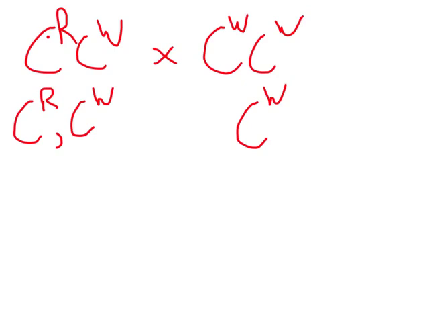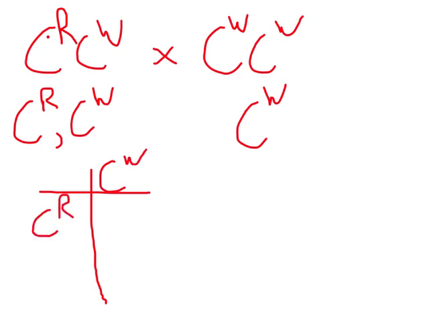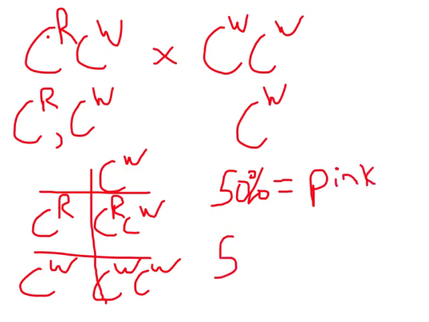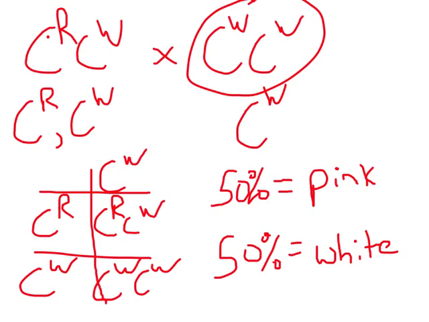So our Punnett square, in this case, would be a 2x1. Here would go the CW, and here would go the CR and CW. If I cross these 2 individuals, here's what I'm going to end up with: CRCW and CWCW. That shows 50% of the generation would be pink flowers, and 50% would be white. Notice the red didn't come back. That's because in order to get red, I need a CR combined with another CR. And if I have a white parent like this to begin with, there is no CR to give, so I'm not going to get any red flowers out of that.